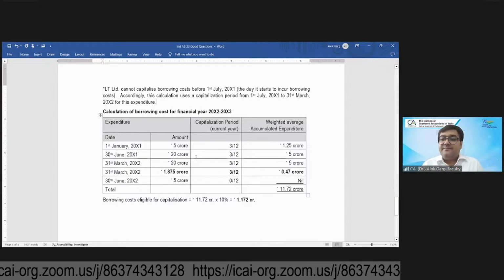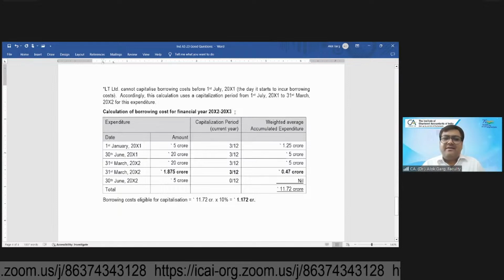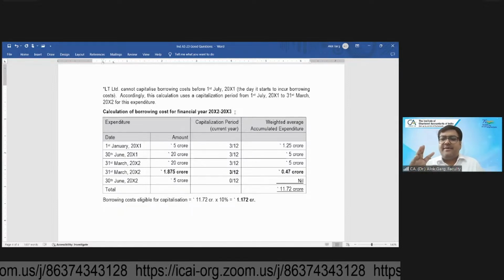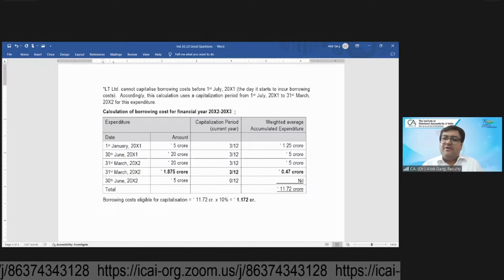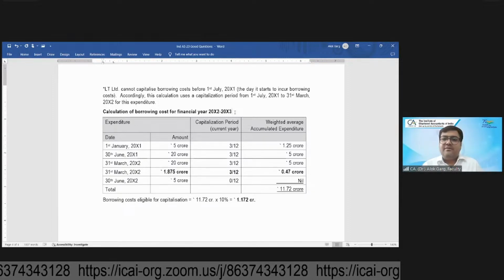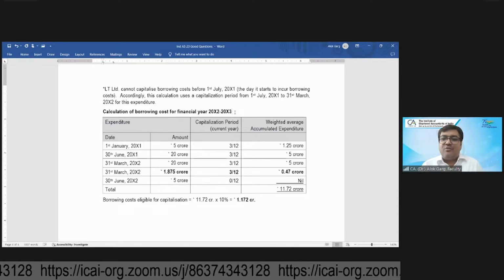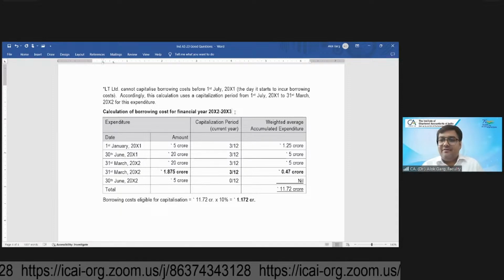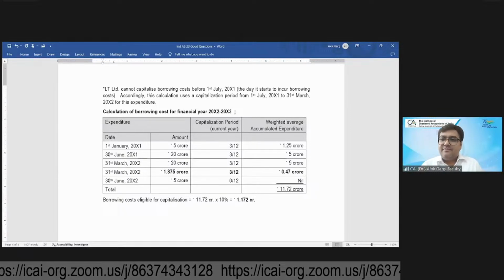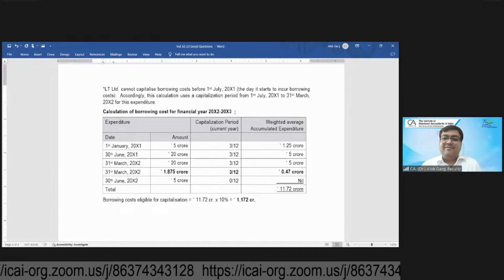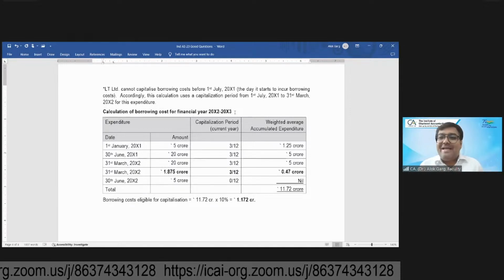Is that clear? Any question on the borrowing cost standard? So commencement date, concept, suspension date. Are you clear on those aspects? When will your borrowing cost be suspended? Your borrowing cost will be suspended when the active development of the asset is interrupted.